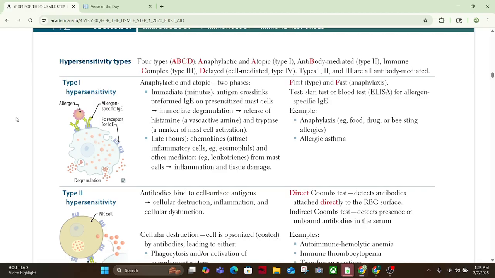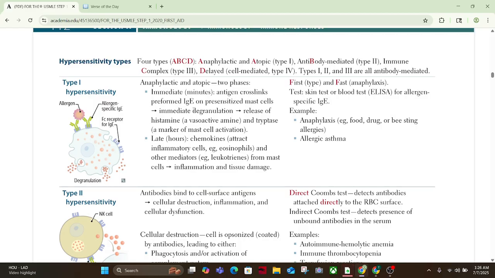And we're going to go into hypersensitivity reactions. Type 1 hypersensitivity. We said there were two types, an immediate type and a late one. So in the very first reaction, you have three stages. The first stage is pre-sensitization, which is when you have prior exposure to the allergen.